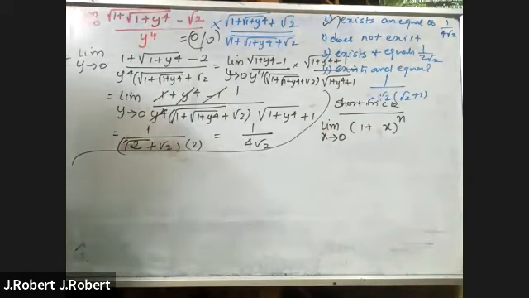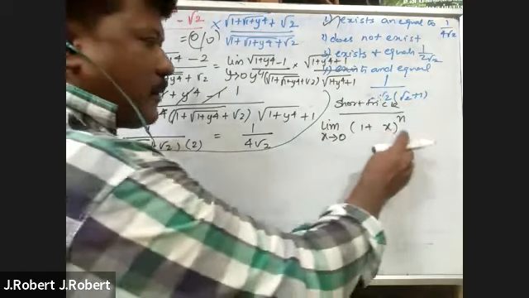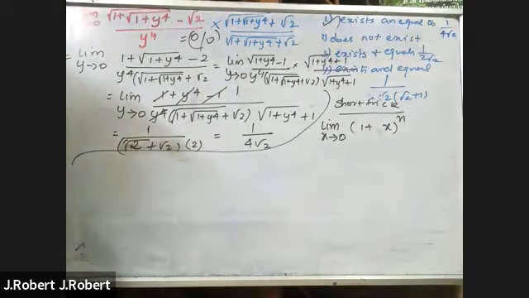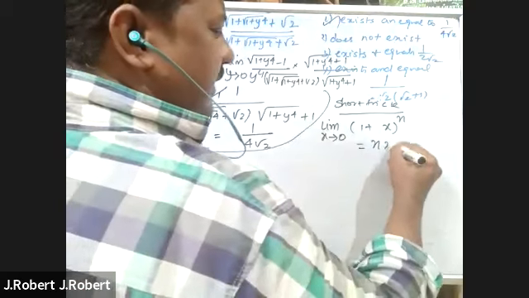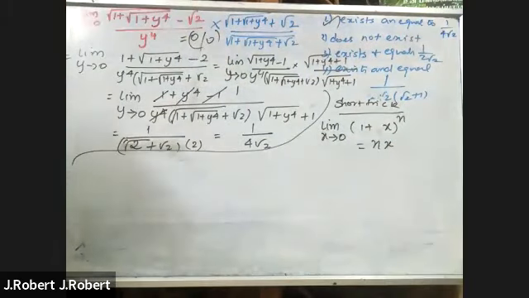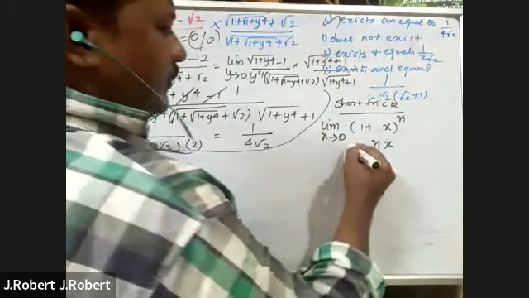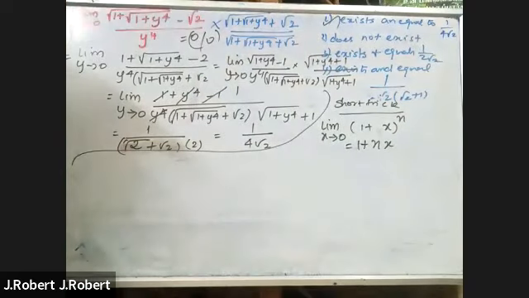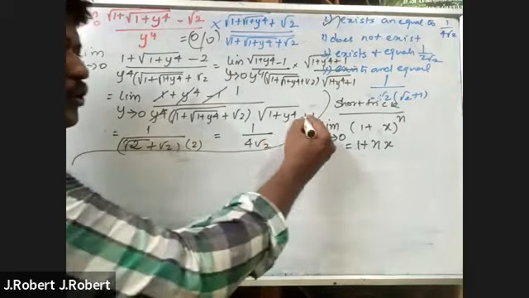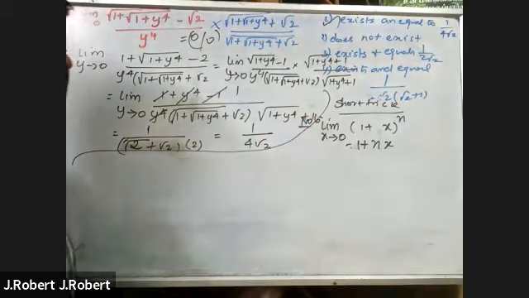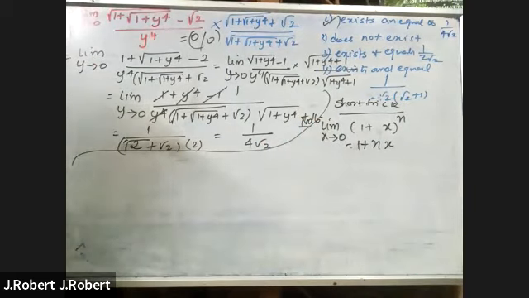I want to find out the limit as x tends to 0 of (1 plus x) whole power n. Then the answer is 1 plus nx. That's all. We can write this as 1 plus nx. This is derived from binomial coefficients. Please everyone note this down: the limit as x tends to 0 of (1 plus x) whole power n can be written as 1 plus nx.